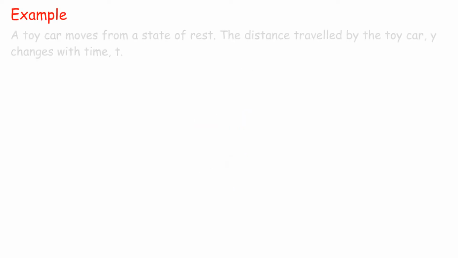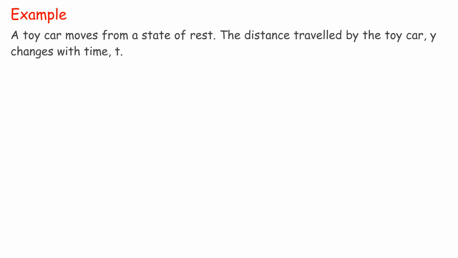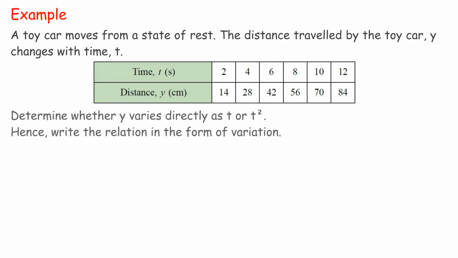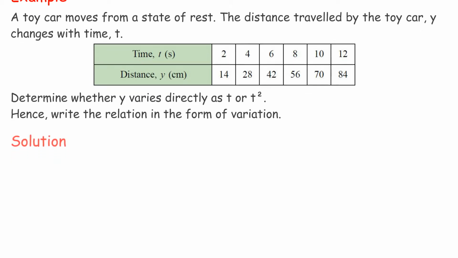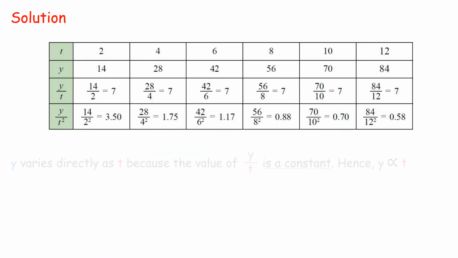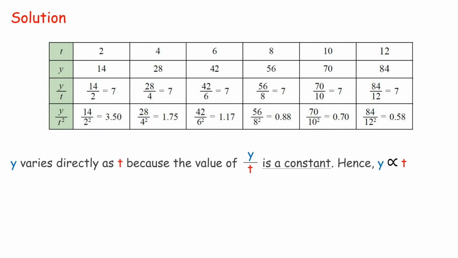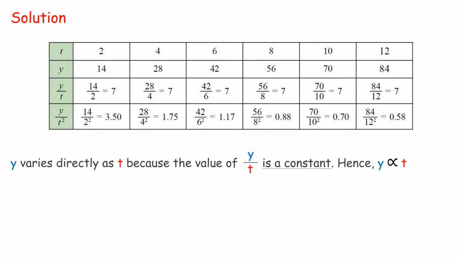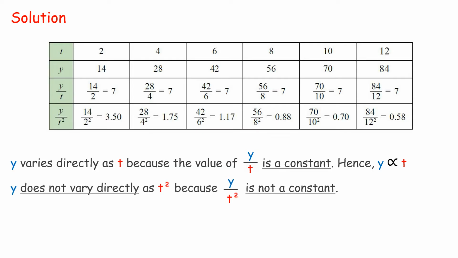Example: a toy car moves from a state of rest. The distance traveled by the toy car, y, changes with time, t. Determine whether y varies directly as t or t squared. Hence, write the relation in the form of variation. Solution: y varies directly as t, because the value of y over t is a constant. Hence, y does not vary directly as t squared, because y over t squared is not a constant.